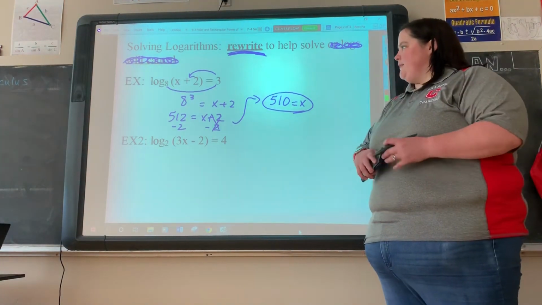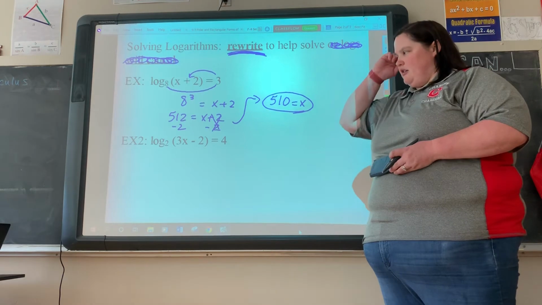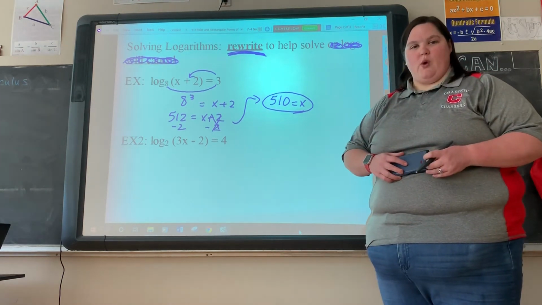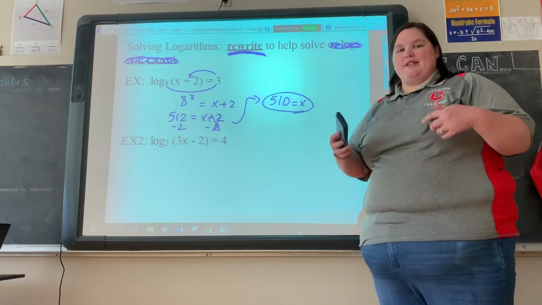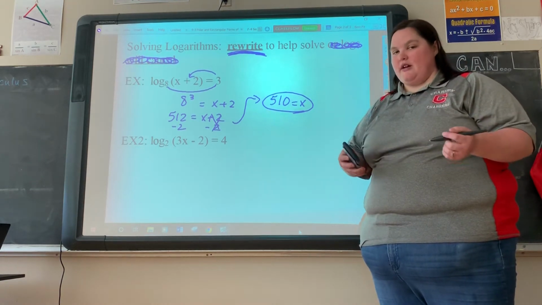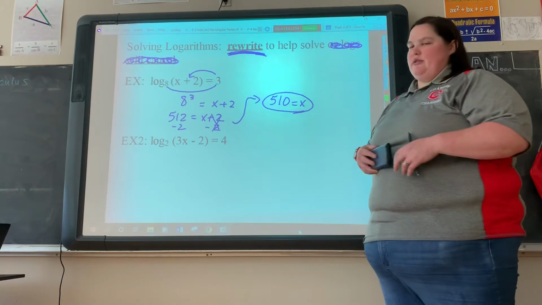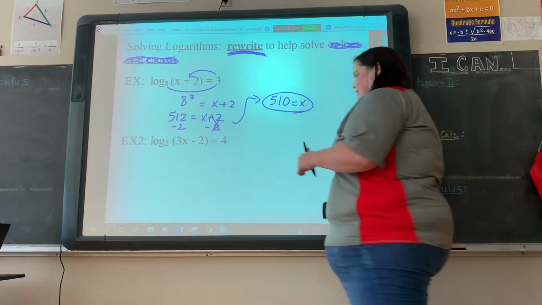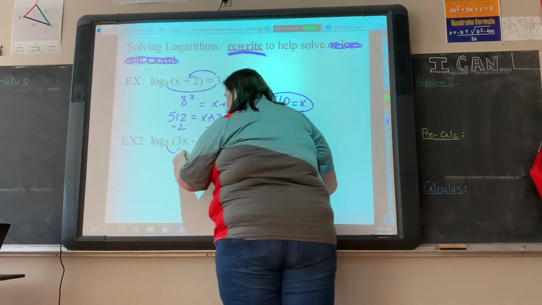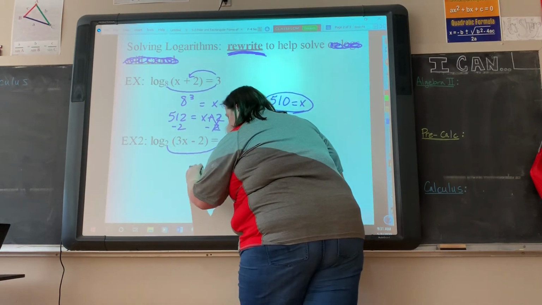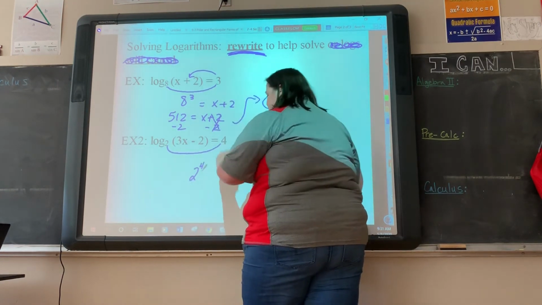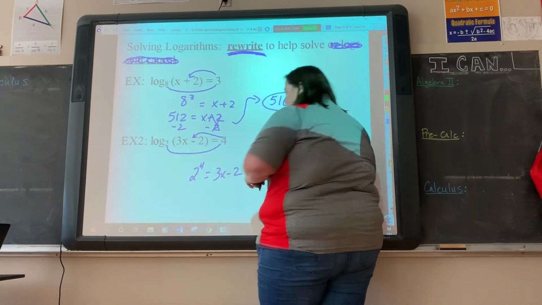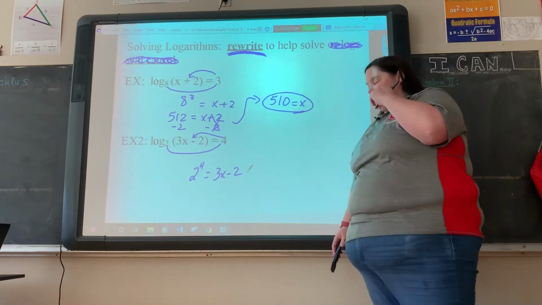Same idea, we have log, little base of 2, and then we have 3x minus 2 equals 4. So again, the x is trapped with the log, so the only way we can solve for it is to rewrite it into its exponential form to untrap the x, and then you can solve for it. So again, we start with a little base of 2, walk around to the 4, so it becomes big 2, 4 is your exponent, and then it equals that 3x minus 2. And again, it creates a little equation for us to solve.